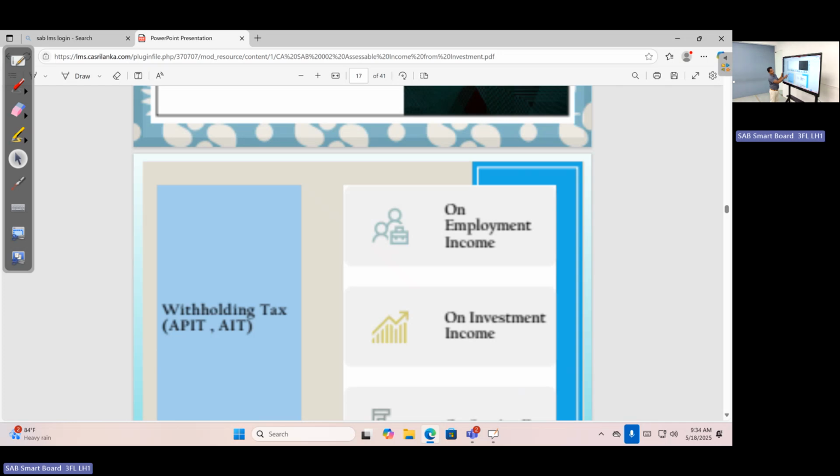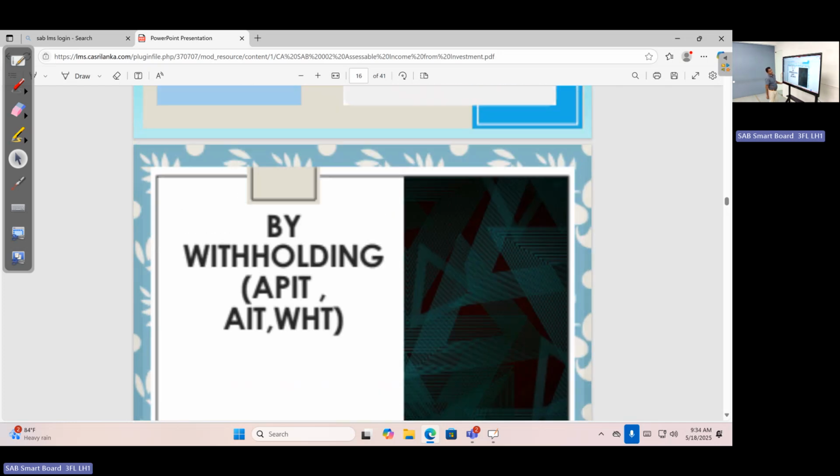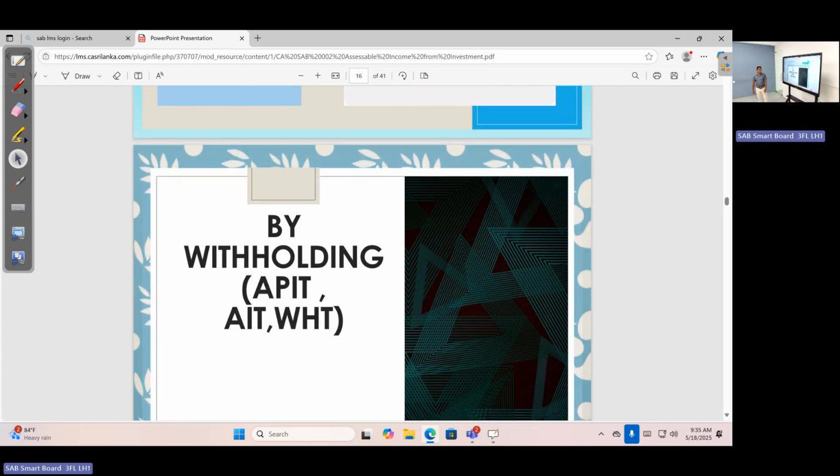So we'll discuss this. What is withholding? Previously it was called withholding tax, but the name got changed to advance income tax. Previously on employment remuneration it was called PAYE; right now it is called APIT. Same thing, same way. Only the name of the tax got changed.